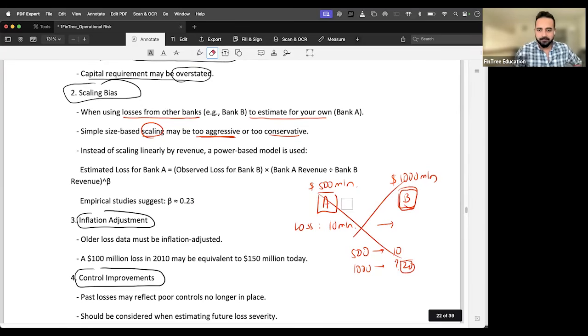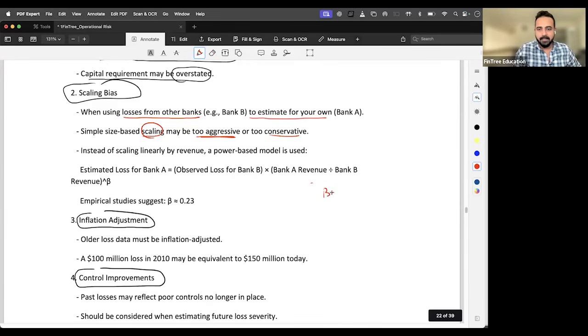So look at this carefully. I will use consistent operator here. Imagine Bank B was that smaller bank. It had a capital of 500 million, and let's assume it had a loss of 10 million. Bank A is a larger bank. It has a capital of 1,000 million, 1 billion.